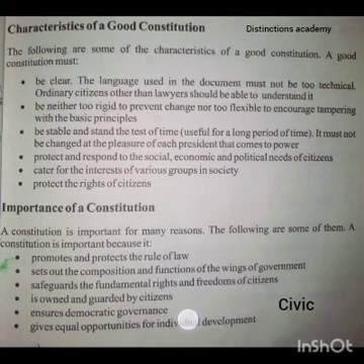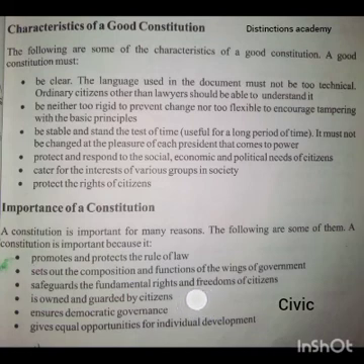And then it ensures democratic government. So the constitution declares that our government is democratic. Therefore, every government, every president we elect, is democratic because it is stated in the constitution.